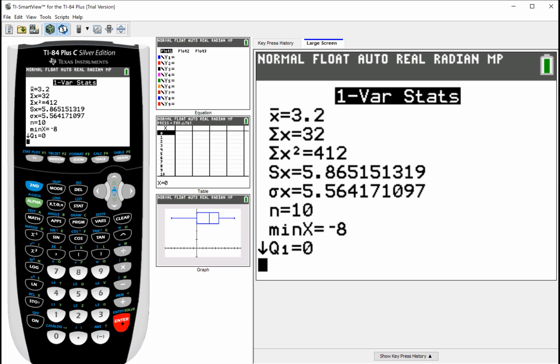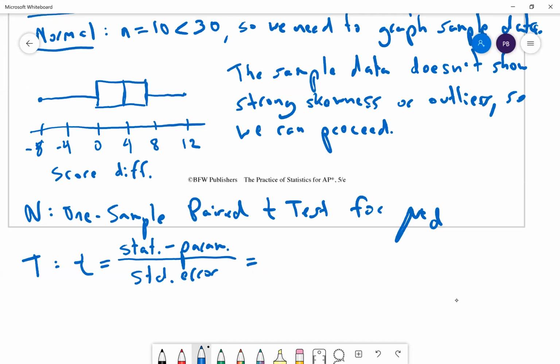So we can see here that the mean difference is 3.2, and then the standard deviation of the differences is 5.8652. So those are the two numbers we need. So let's go back to the problem. I'll just write this down out to the side here. Our sample mean was 3.2, and our sample standard deviation was 5.8652.